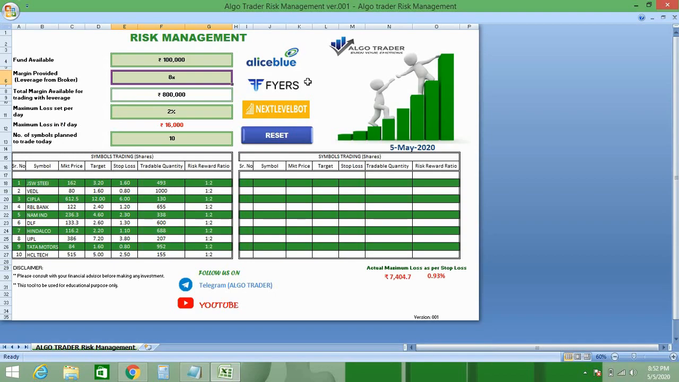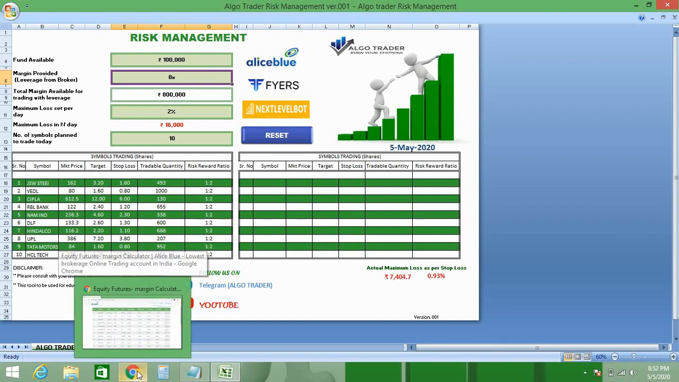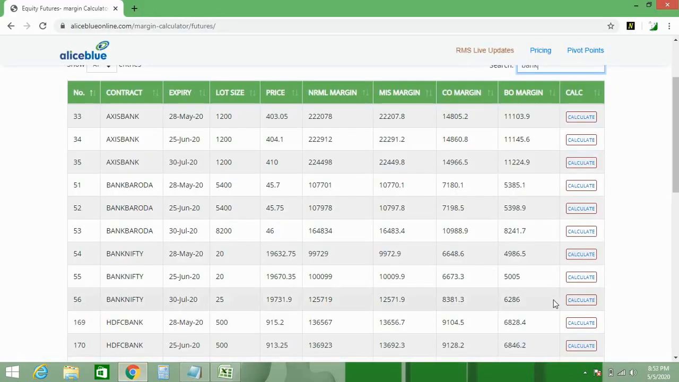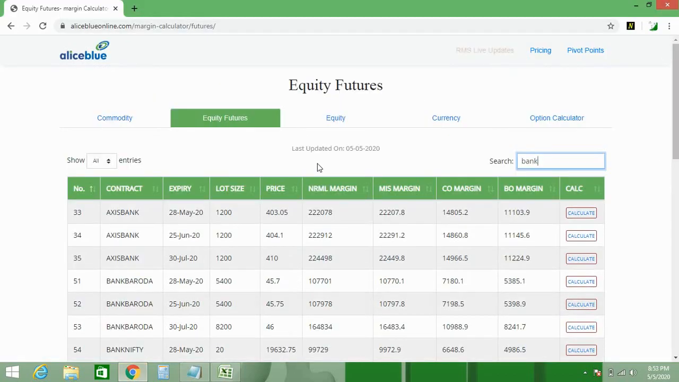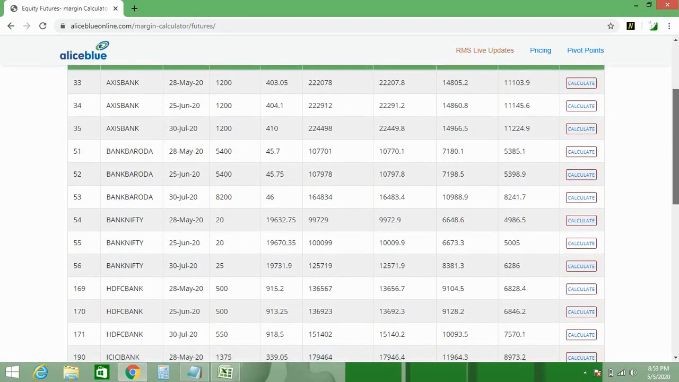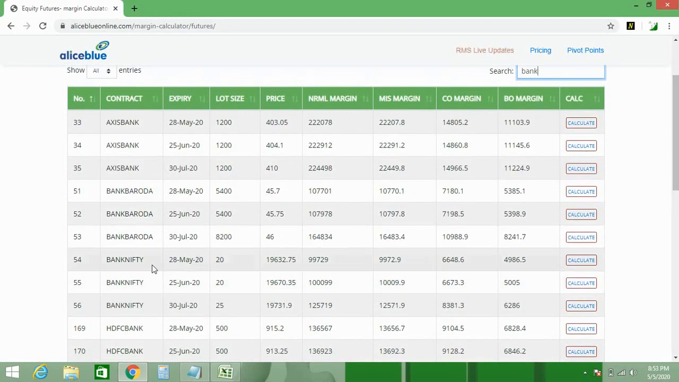For example, this is the Alice Blue calculator. If you go to equity future, I'll go for Bank Nifty, which is a favorite for many of us. Bank Nifty 28 May, one lot of 20. If you go for a normal order, it costs close to 1,99,729 rupees over here. And just look at this: if you use the bracket order, it's costing you only 4,987 rupees, guys. That is 20 times less than normal. That is unbelievable, guys.